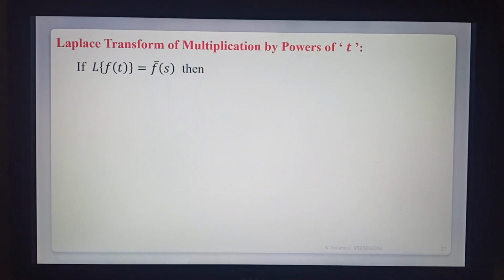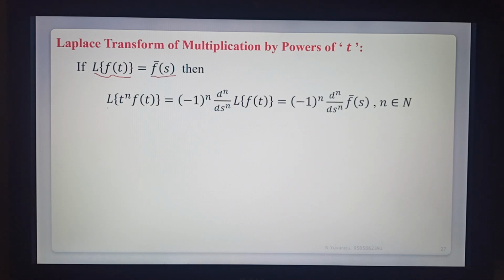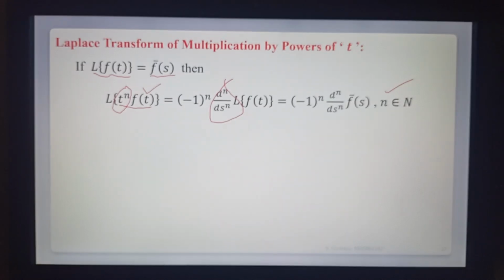See the statement and formula. We know that L of f of t is equal to F of s. Then L of t power n into f of t, that is f of t function multiplied by t power n, that is t square, t cube, and so on, where n is a positive integer, is equal to minus 1 power n, d power n by ds power n, that is n times differentiation of L of f of t.